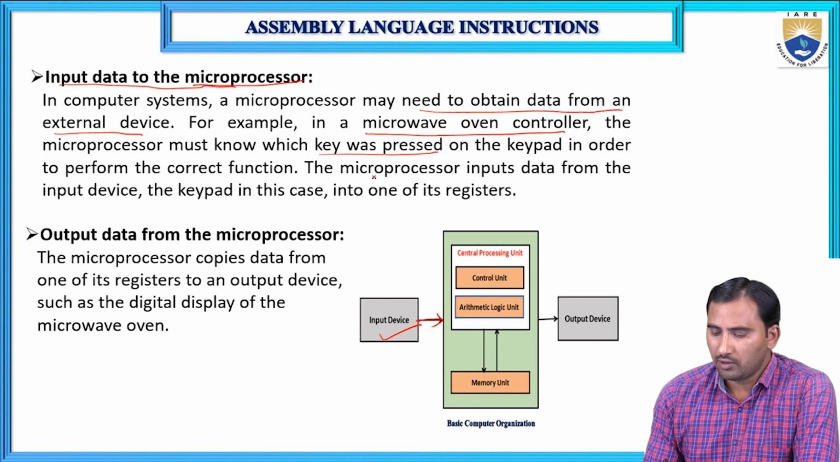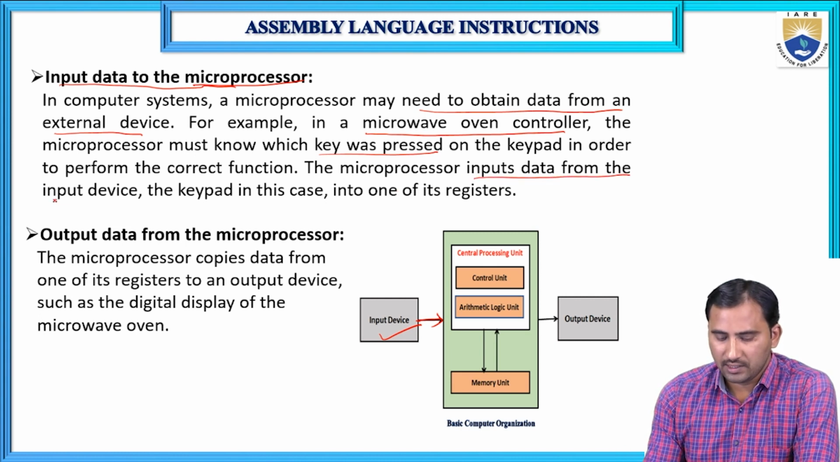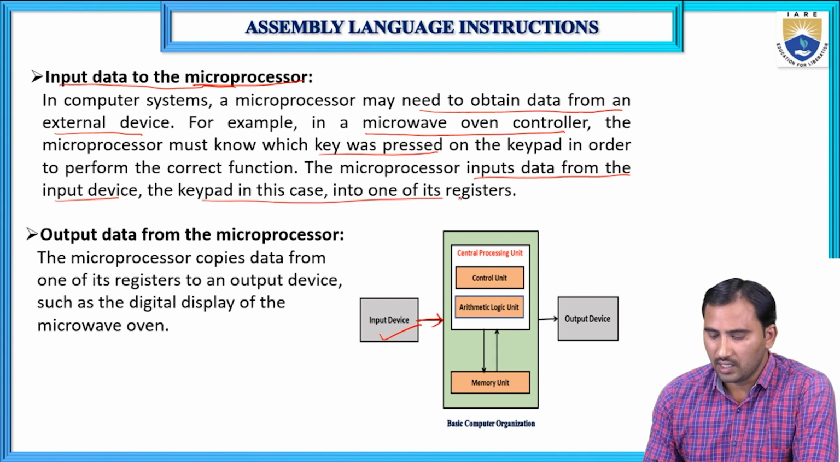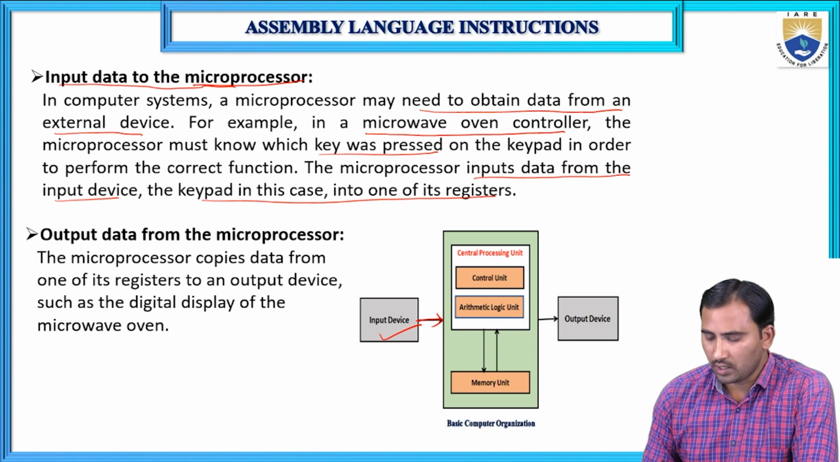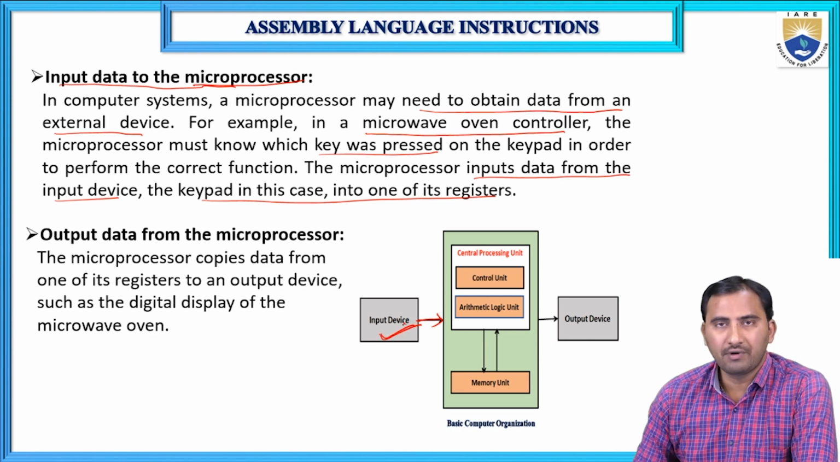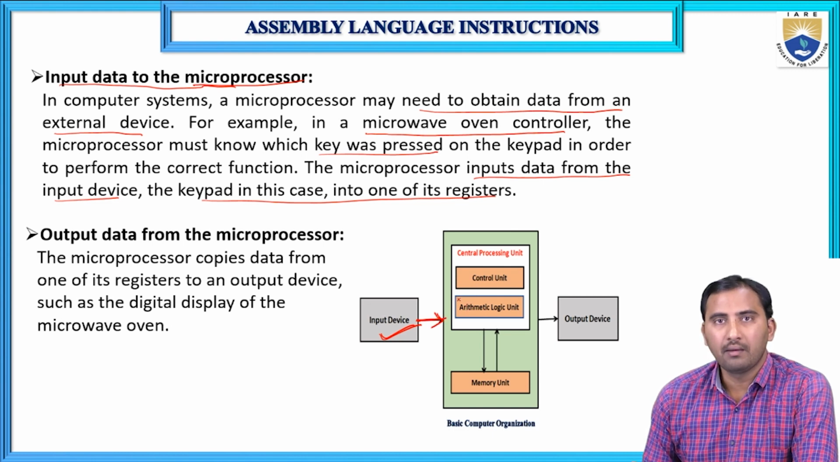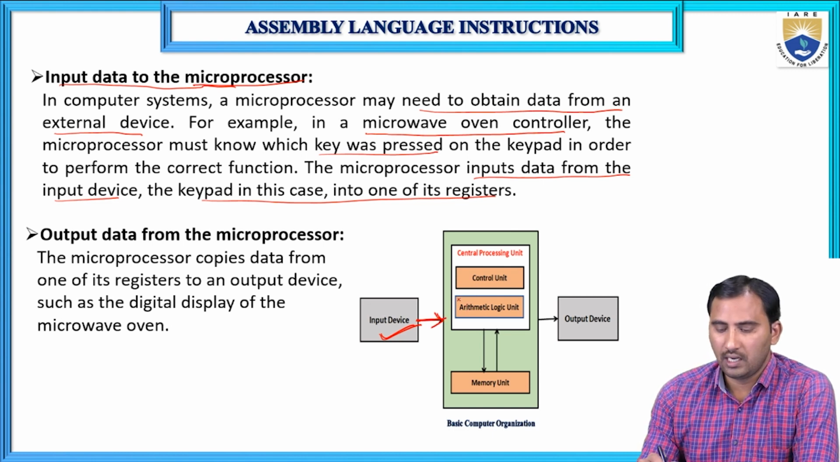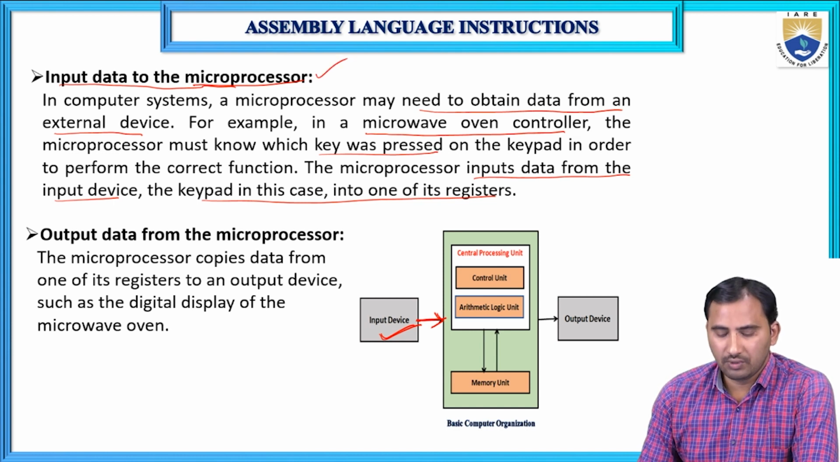The microprocessor inputs the data from the input device, the keyboard in this case, into one of its registers. That means the data coming from the input device will be transferred to one of the registers inside the microprocessor. That is another way of data transfer. And the last one is output data from the microprocessor.